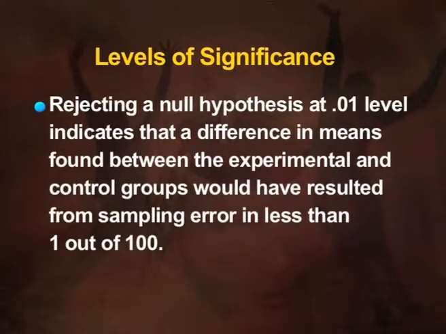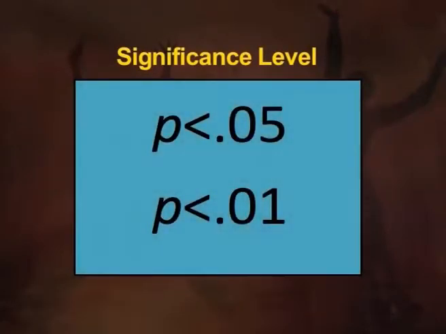Rejecting a null hypothesis similarly at the 0.01 level indicates that a difference in means found between the experimental and control groups would have resulted from a sampling error in less than 1 out of 100. Generally, these significance levels are written as shown on the screen. P is the symbol used to denote this level of significance, so we write significance levels as P less than 0.05 or alternatively P less than 0.01.